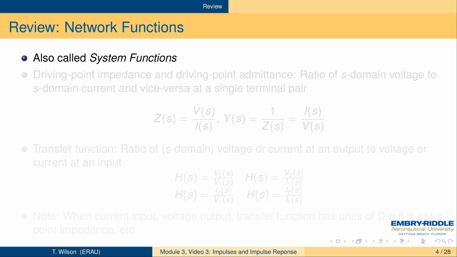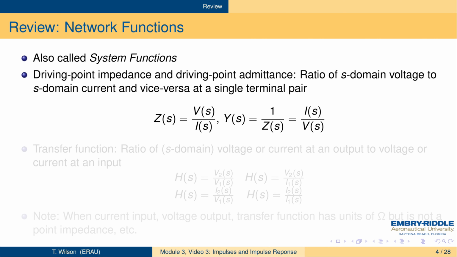So to review, we previously introduced network functions, also called system functions sometimes. We had two different flavors of that. One was the driving point impedance or admittance. Those are just the arithmetic inverse of each other. The impedance is the ratio of the voltage in the S domain to the current in the S domain. The admittance is the ratio of the current to the voltage. So those two are arithmetic inverses of each other.